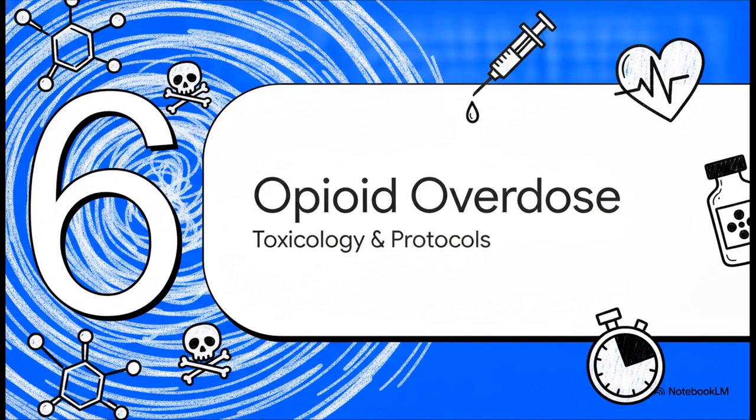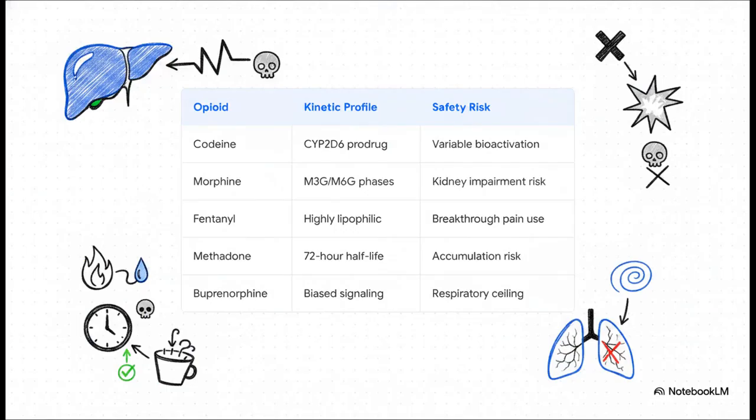Section 6. Opioid kinetics and overdose, advanced toxicology and resuscitation protocols. We are now entering the final phase of the explainer, demanding your absolute attention to clinical kinetics and lethal toxicology. Notice the very rigid pharmacokinetic separation here. Codeine is entirely reliant on polymorphic CYP2D6 for bioactivation, meaning ultra-rapid metabolizers can face sudden, unexpected toxicity.